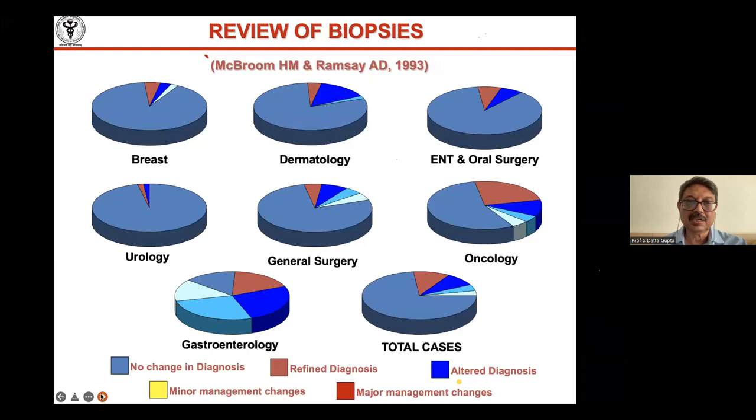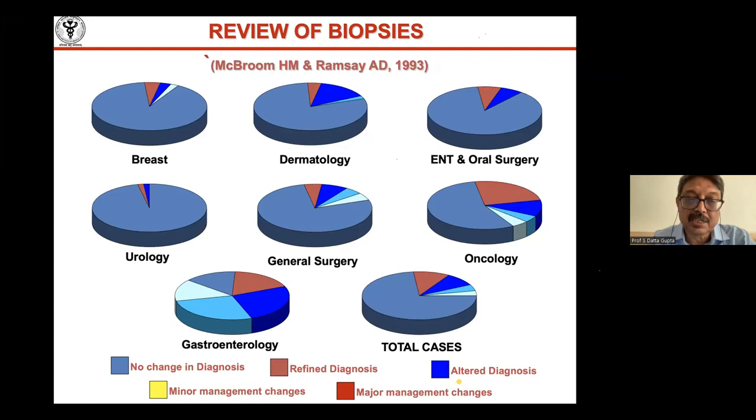Now, this is an important slide. This was a study done in '93, but it's true even today. Supposing you take a biopsy, you have a report, and then you sit with your pathology. You have a clinical pathological conference, and these are breast, dermatology, ENT, oral, general surgery, oncology. The maximum changes in the diagnosis happened with gastroenterology. So it clearly shows there are so many areas. Even in oncology there are some, but in oncology you now have a lot of immunohistochemistry. They tell you what tumor it is to a large extent, a lot of molecules. In gastroenterology, there's so much clinical pathological correlation to be done, whether it's hepatology or luminal, it's absolutely mind-boggling.